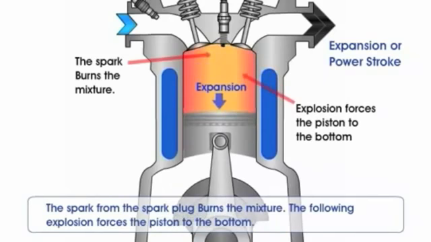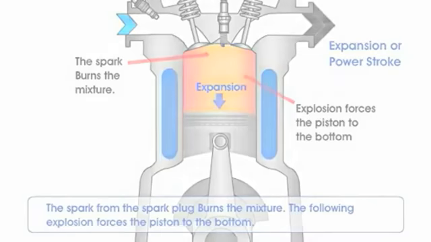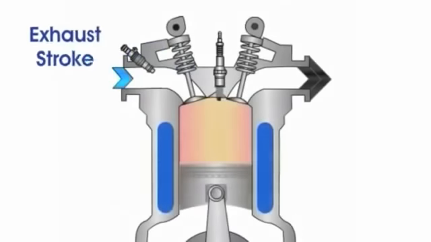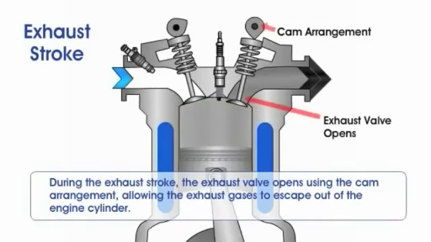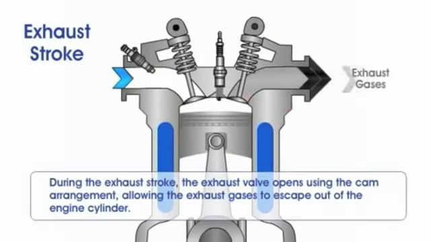The piston gets forced down here when the explosion happens, as you can see, and turns the crankshaft at the bottom. Now, the piston goes back up, and as the valve opens, it pushes all the exhaust gases out.